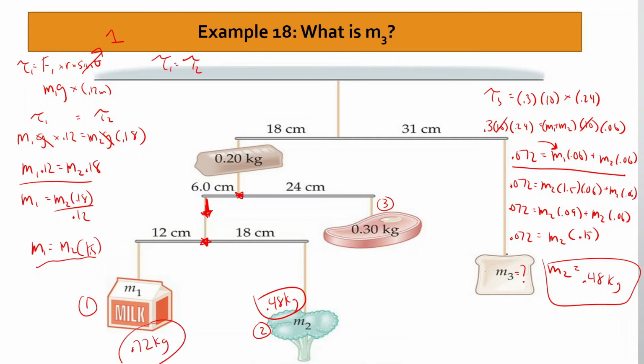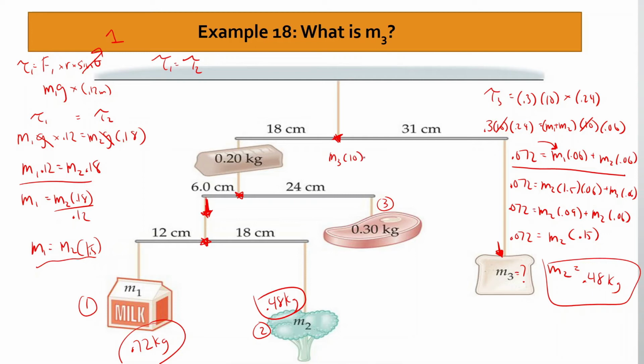Okay. Now, last, we have to find this bread. Let's get this bread here. All right. So now let's look at this axis here. So this is going to be a little confusing. Okay. Let's figure this out. So this side here, the torque of this is going to equal the torque of all of this. So let me just get this side out of the way.